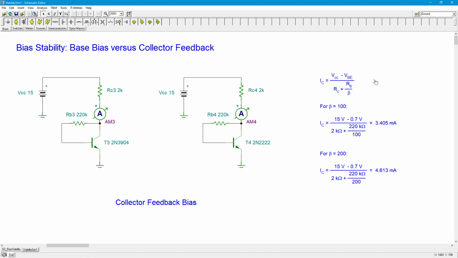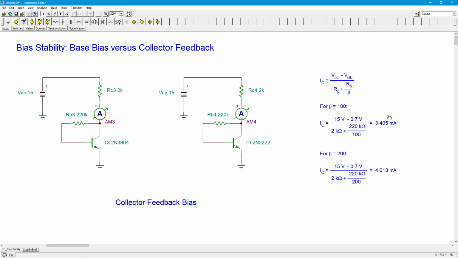In the text, I derived this equation. So again, I'm not going to go through it. Just going to plug the numbers in here. When we drive through here with a beta of 100, we get about 3.4 milliamps. When we do it for a higher beta of 200, we get 4.6 milliamps.